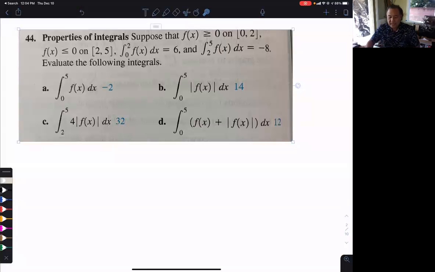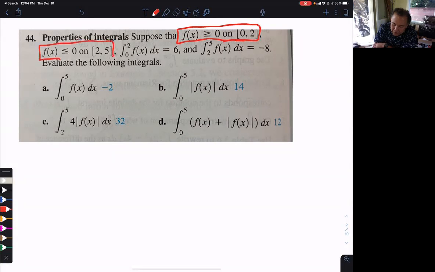So this is 5.3, number 44, using properties of integrals. All right, what's given? There's some important information given, so let me highlight that. From 0 to 2, your function's always positive, and from 2 to 5, your function's always negative. And the net area from 0 to 2 is 6, and the net area from 2 to 5 is -8.